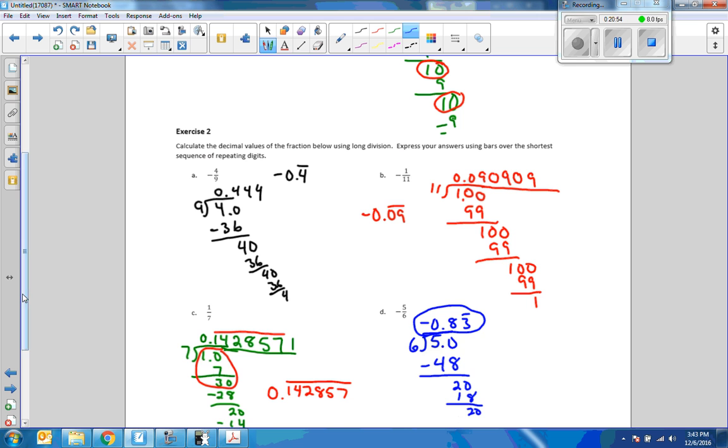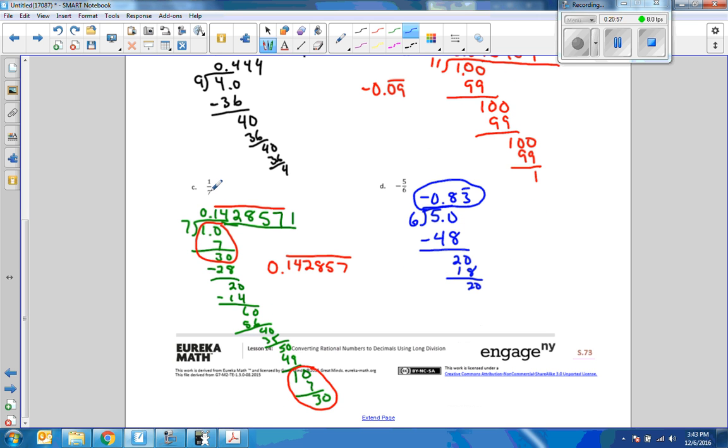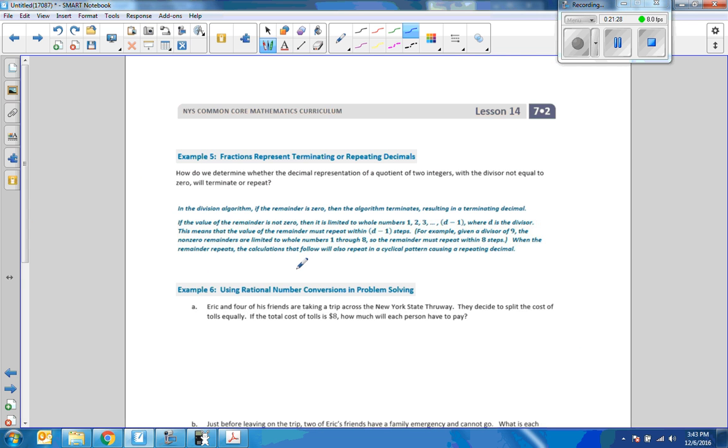Okay, so in this problem our divisor was 7. So d equals 7, and they're saying d minus 1, so 7 minus 1, or 6. If it's going to repeat, it's going to be 1 less than the number in the divisor. So look at this repeat: 1, 2, 3, 4, 5, 6. What it's saying is if it did not repeat by here, 1 less than our divisor, then it's not going to repeat. Okay, so let's see that again.